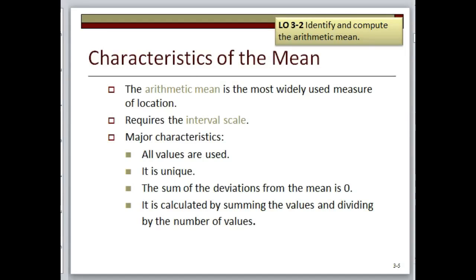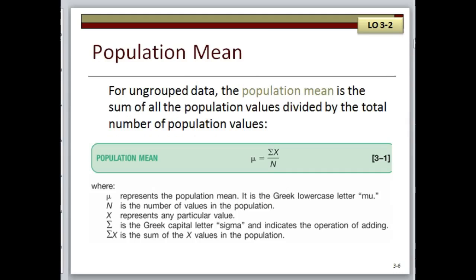In the next slides, we will distinguish the population mean from the sample mean. Both are computed in the same manner. The population mean, denoted by the Greek letter mu, is computed by adding all, this is a key word, all values in the population and dividing that by the total number of population values.